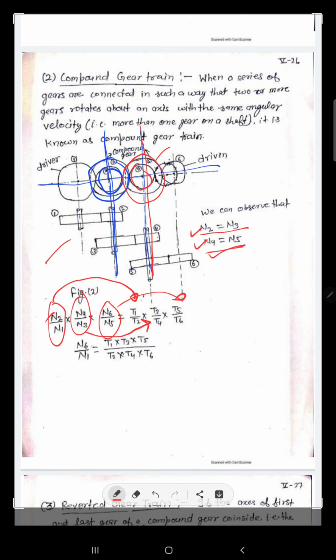N2 and N3 are getting cancelled, and N4 and N5 are getting cancelled, and finally we get the equation for the velocity ratio or speed ratio for a compound gear train as N6 upon N1 is equal to T1 multiplied by T3 multiplied by T5 divided by T2 multiplied by T4 multiplied by T6. So T1, T2, T3, T4, T5, T6 are the numbers of teeth on each gear. In this way we understood the nature of a compound gear train.